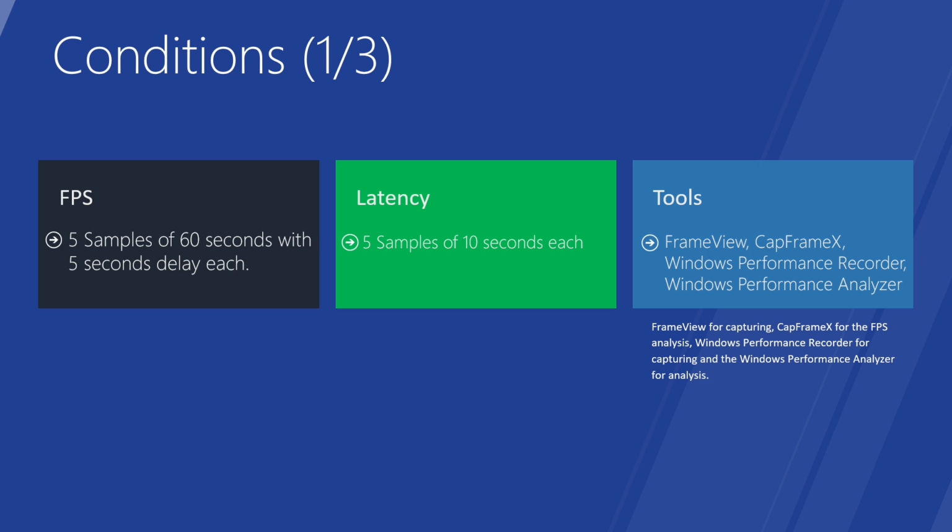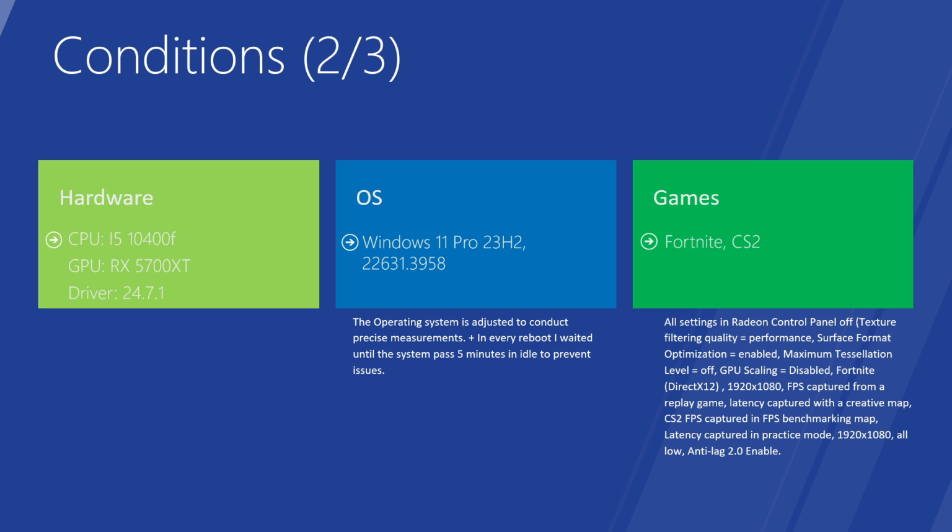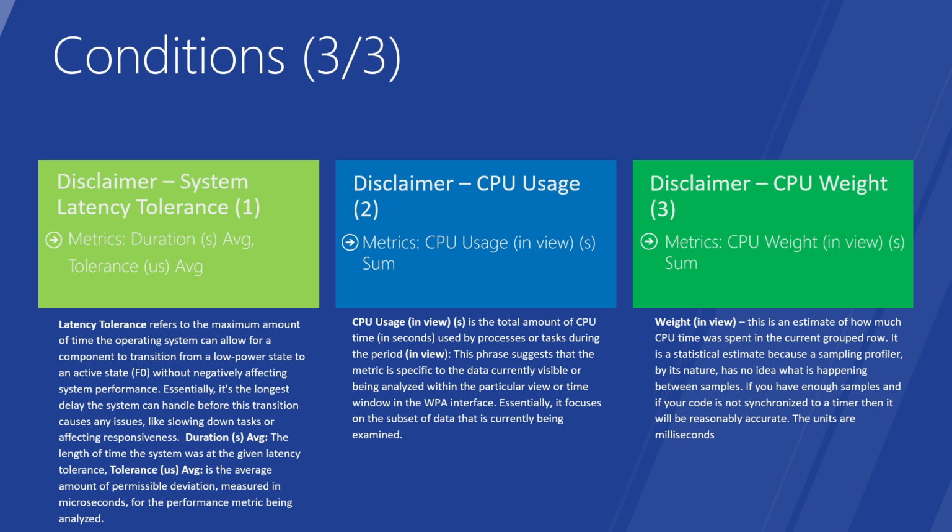The conditions are the same: the FPS part, the latency part, the tools that I used, the hardware, the OS, and the games. The only change is here. I added some more metrics on my captures with Windows Performance Recorder, and these include the analysis. Those metrics are helping me to understand better what is happening on my system in terms of latency. So you can see what they do. It's a metric to understand later on the graphs.